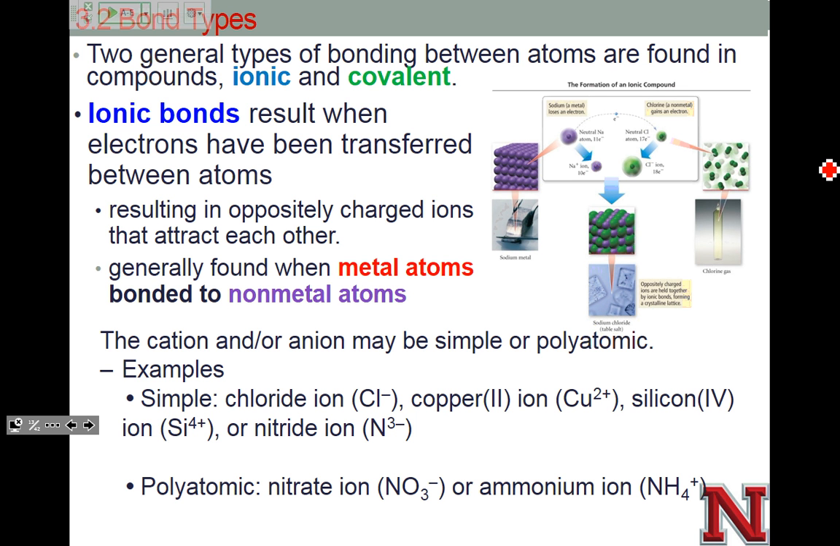They can be simple or they can be polyatomic. So for simple, an example would be the chloride ion interacting with copper, things like that. And then we'll talk about the ratios of how they exist. Polyatomic ions are atoms that have multiple atoms that form a molecule that have an overall charge.